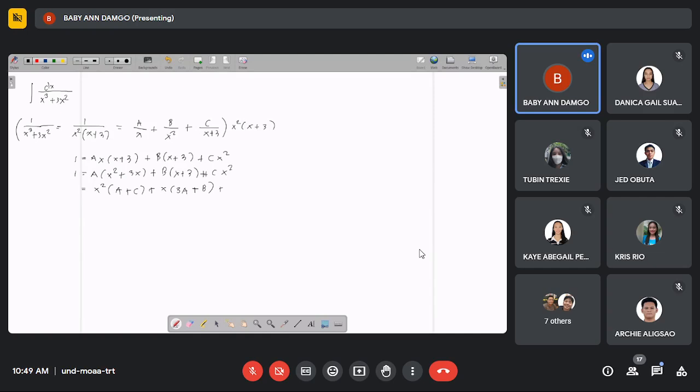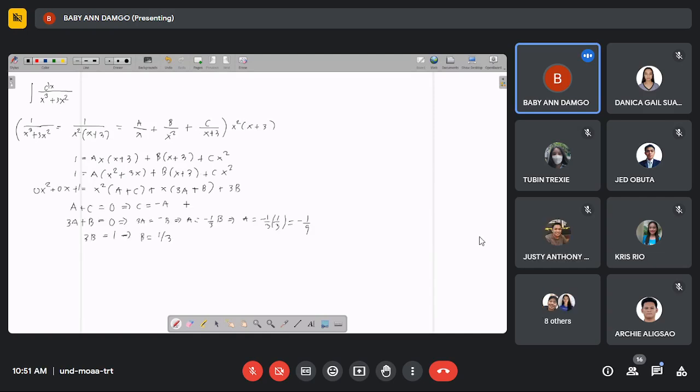Next, a plus c, so c is negative a. So it implies that c is the negative of negative 1 over 9, which is positive 1 over 9. Okay, so this is the value of c, and then we have a, which is negative 1 over 9, and b is 1/3.